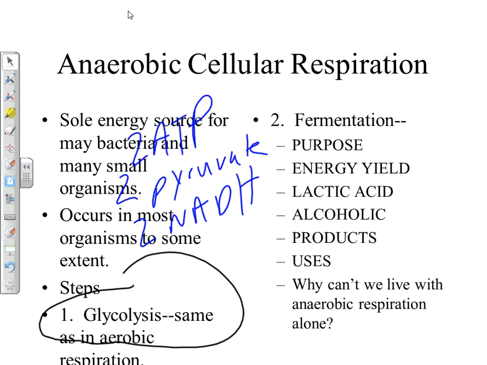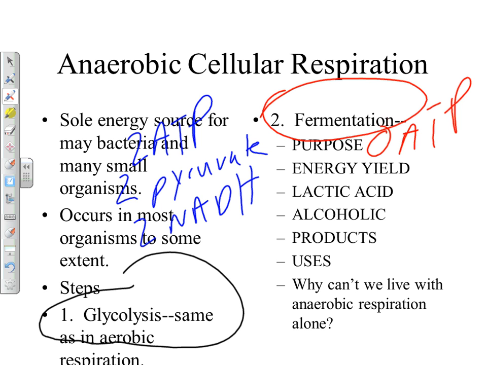Step number 2 is fermentation. It's the fermentation you've heard of before. Fermentation makes beer and stuff, alcohol. The purpose of fermentation, though, is not to make any energy. The fermentation step of anaerobic respiration makes 0 ATPs. Its job is just to keep glycolysis moving.